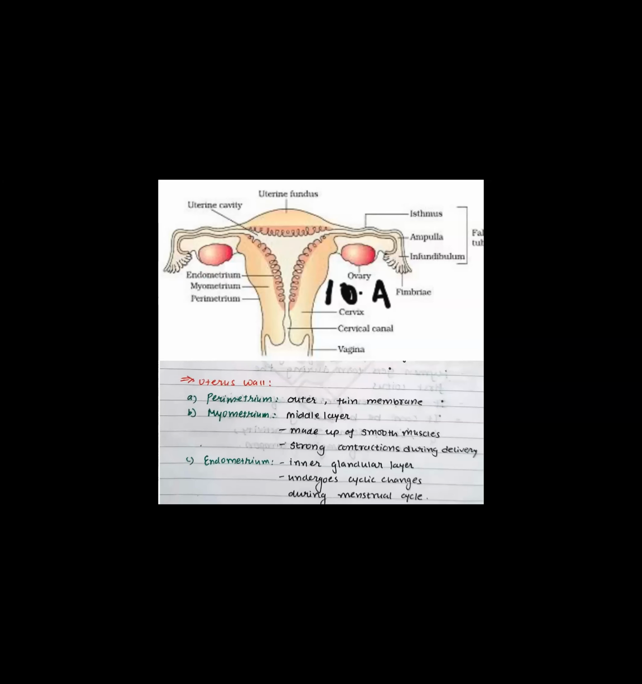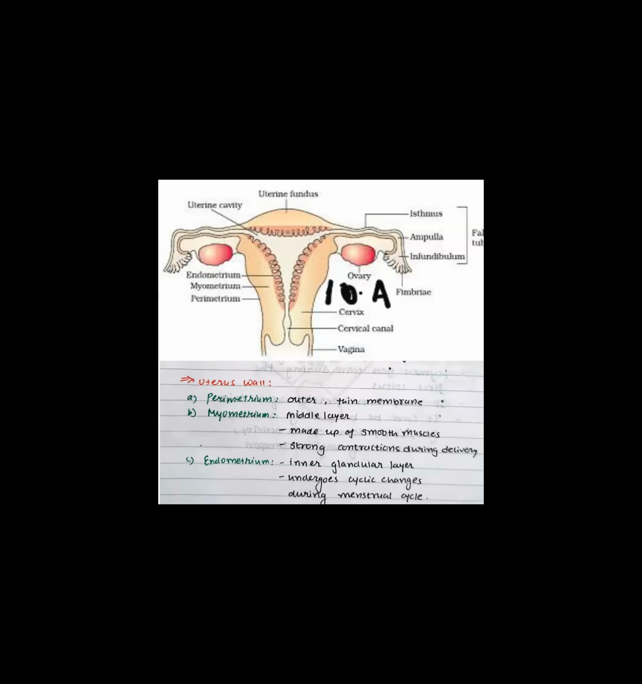Implantation and fetal development, the entire gestation period. The uterus terminates into the vagina, by which structure? Its mouth, which is called the cervix. Which two canals together constitute the birth canal, the passage for the baby to come out at the time of delivery? The cervical canal and the vaginal canal.